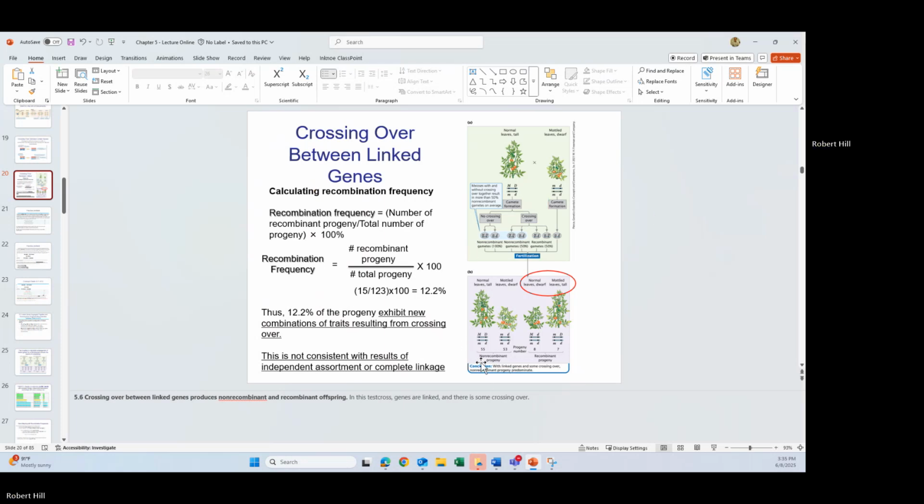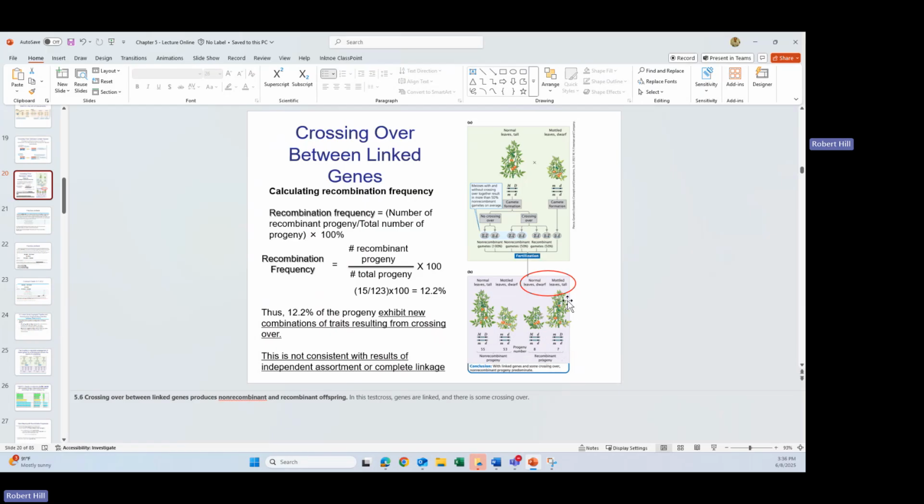We've got 4 different genotypes, right? And 4 different phenotypes. And we've got 55 of these and 53 of those, and 8 of these and 7 of those. And these here are unique. They're different than the parents, right? So the parents are normal leaf tall, there's your normal leaf tall, and the other parent is molted leaf dwarf. But there are no parents that are normal leaf dwarf. There are no parents that are molted leaf tall. So these represent the recombinants.